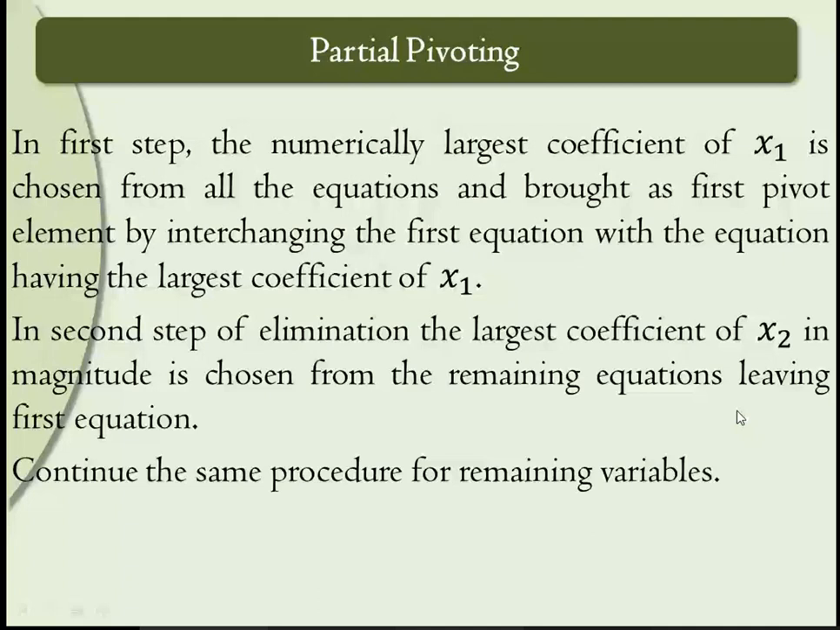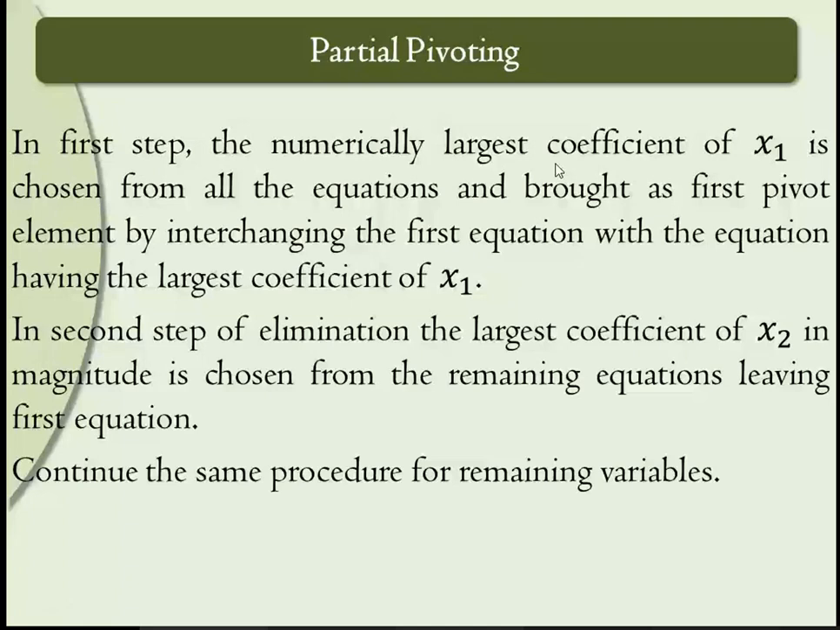Here for Gauss elimination, we don't do any interchange. Whatever equations are there, we take them in the same order. But for partial pivoting, we interchange the equations so that the coefficient of the first equation becomes the largest. That is the only change. Otherwise, the rest of the things are exactly the same as the Gauss elimination method. So we'll take a problem, then you will understand this better.